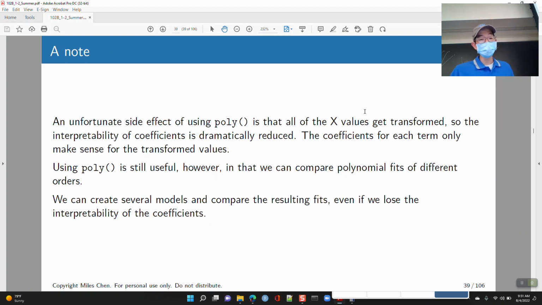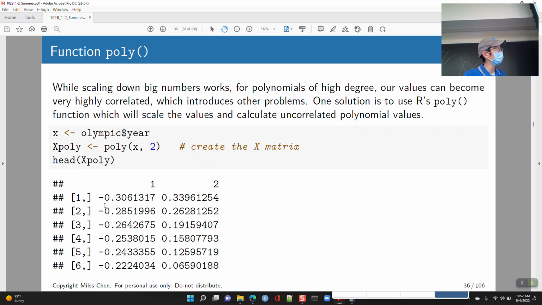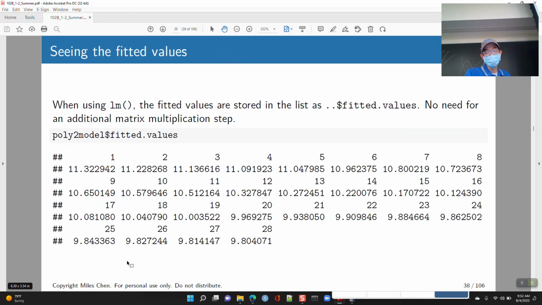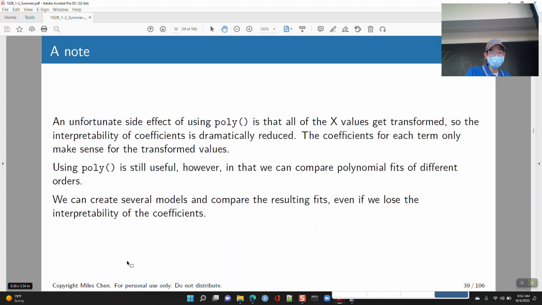Now, one of the unfortunate side effects of using poly is that the x values themselves get transformed. So this is no longer 1896, 1900, 1904, 1906, and 1908, or anything like that. They all got turned into these weird decimal values. But using poly is still useful, and we can compare different polynomial fits of different orders, create a whole bunch of these models, compare the different fits, and see what order polynomial is perhaps the appropriate relationship to explore here.